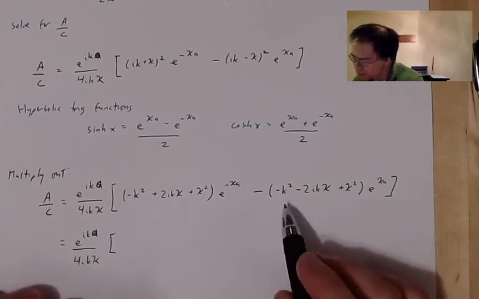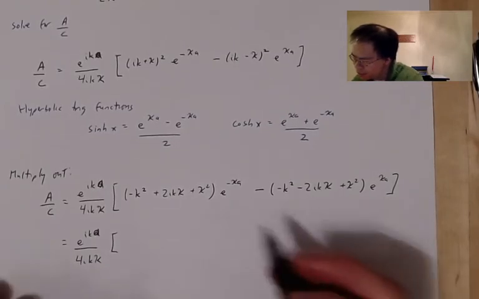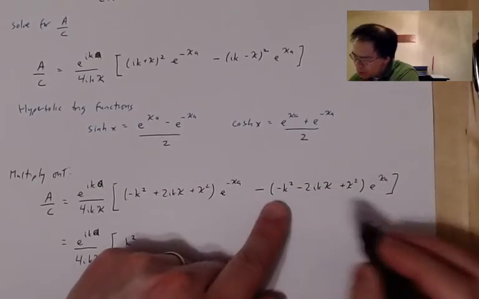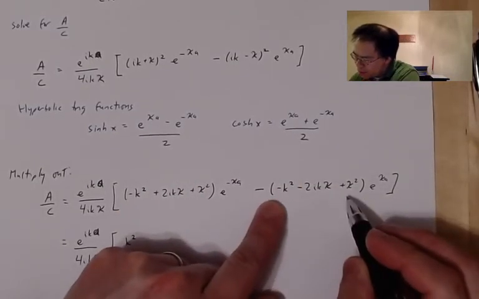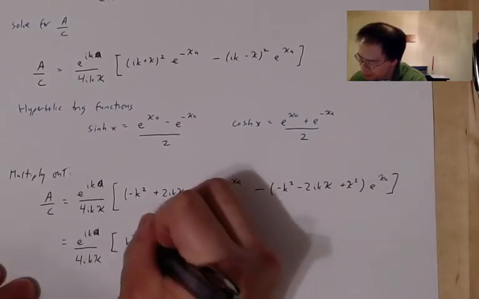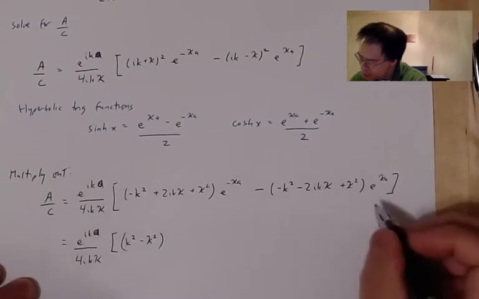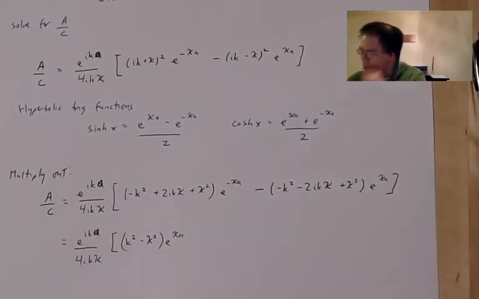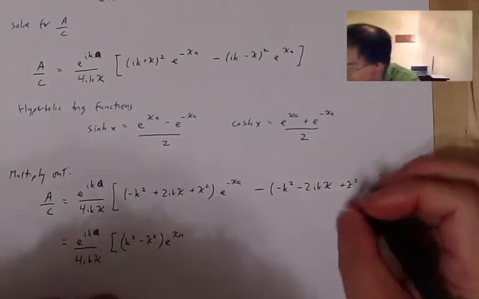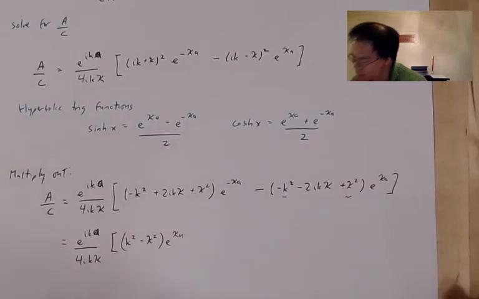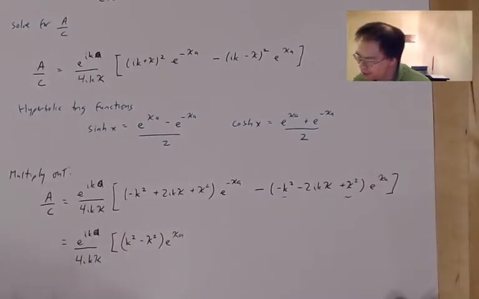Let's start over here. So I have a k squared here, and then a minus kappa squared e to the kappa a. I'm just going to mark the terms that I've dealt with with a little twiddle so that I don't overcount these, and make sure I get all of them.